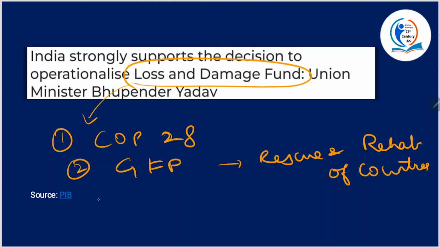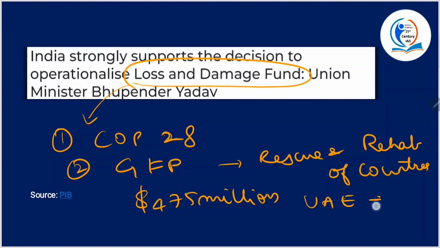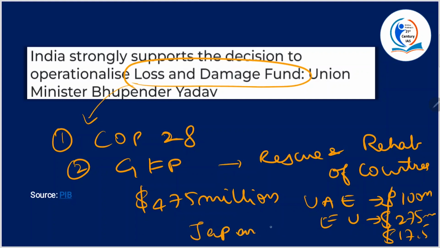Now, initial fund is estimated to be $475 million. And the host country, that is UAE, pledged $100 million. The European Union promised $275 million. And the US promised $17.5 million. And Japan also promised $10 million.